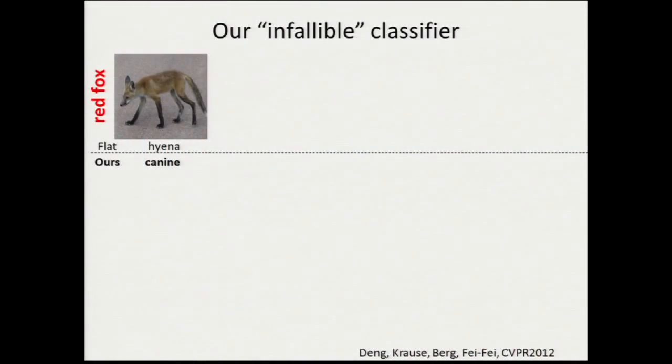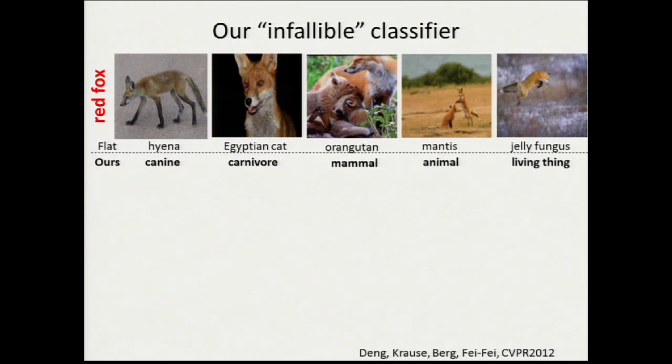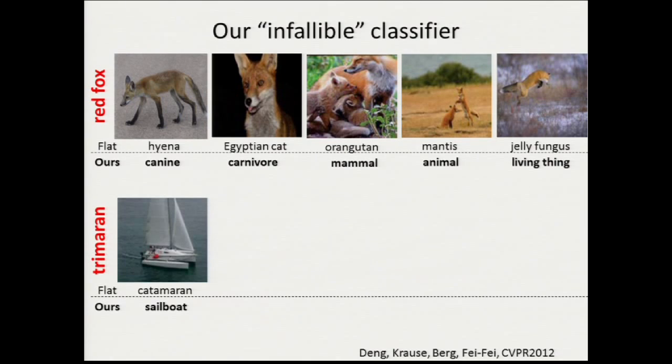So the old style computer vision algorithm, we call it flat, let's just forgive the jargon, says it's a hyena, which is not totally correct. Whereas our algorithm, in a challenging case, would say it's a canine. So it always knows where to stop and never be wrong. And this is very important in many application cases where we need always-correct guesses.